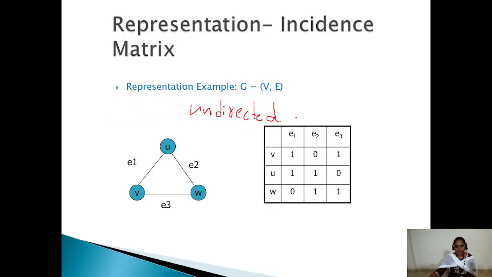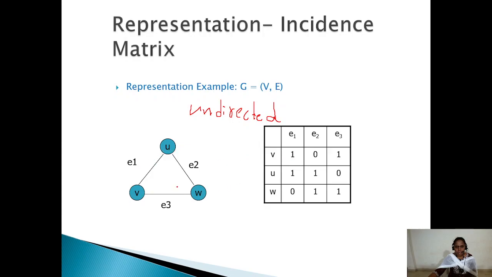Undirected graph. It is connected, with no directions. This is the incidence table. V, U, W are the vertices, and E1, E2, E3 are the edges. See this table, V to E1 is going, one edge, yes, E1.